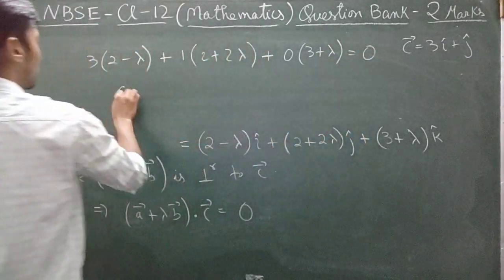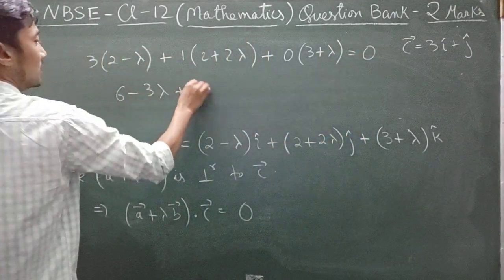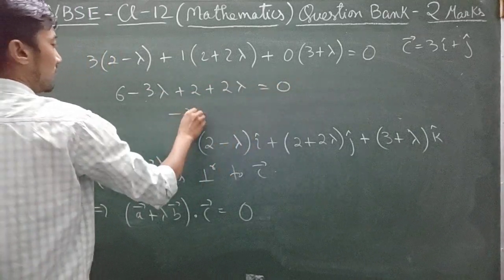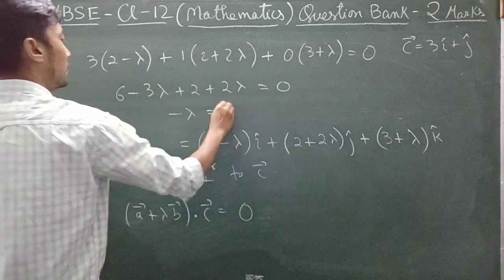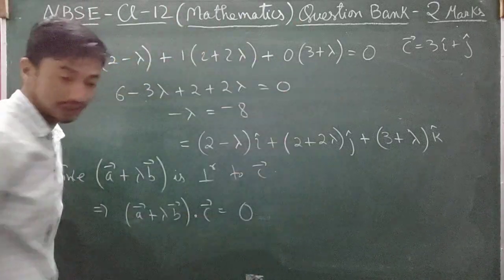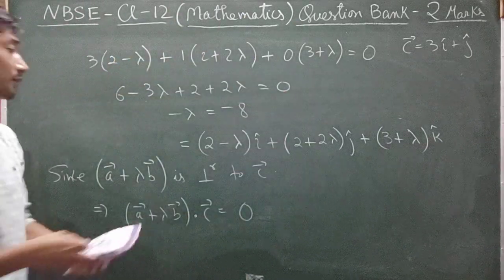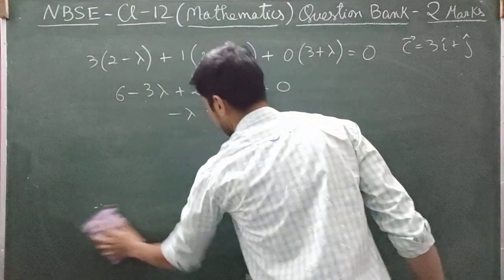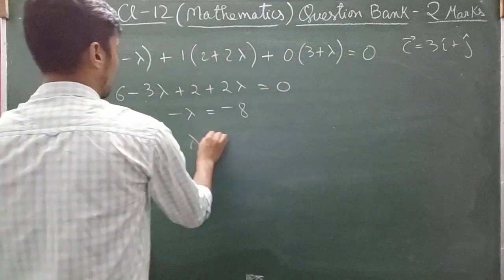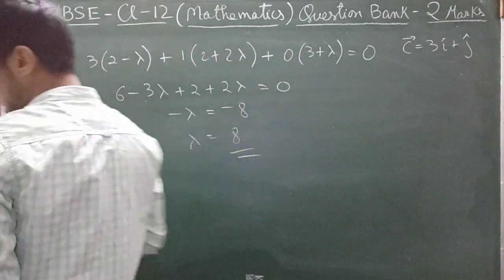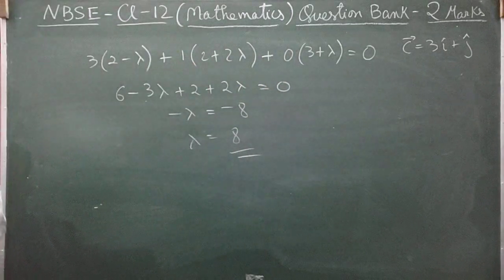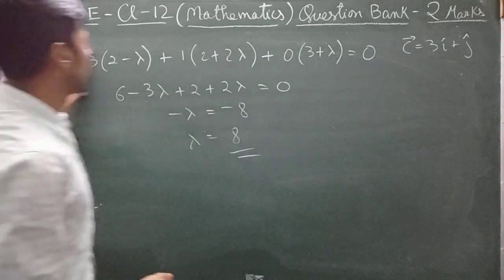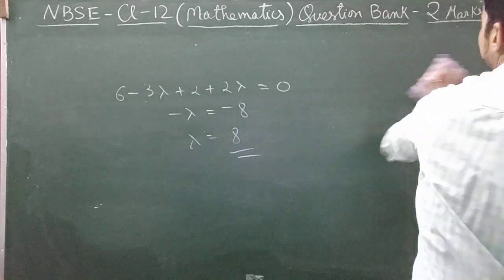So let's solve this. 3 times 2 is 6, minus 3 lambda, plus 2, plus 2 lambda, is equal to 0. So that's minus lambda plus 8 equals 0. Taking that to the other side, that gives us the value of lambda to be 8. Alright, let's go to the next question then.